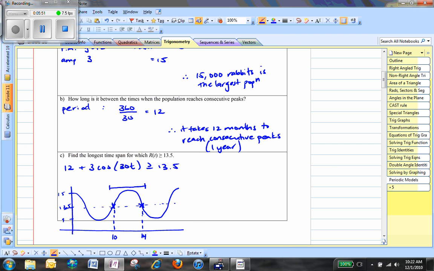So basically the longest span of time that the population is above 13,500 is 4 months.